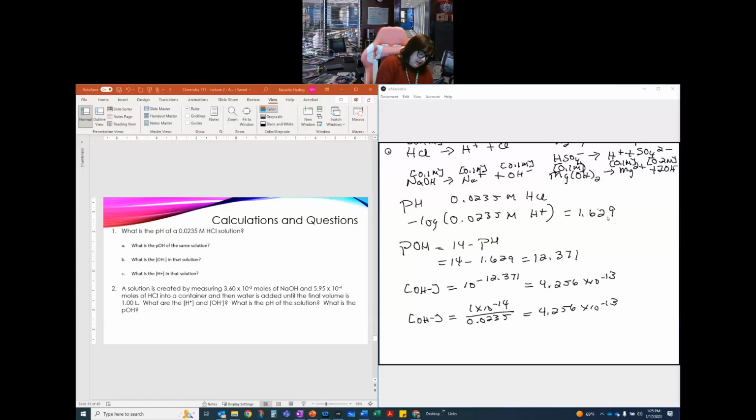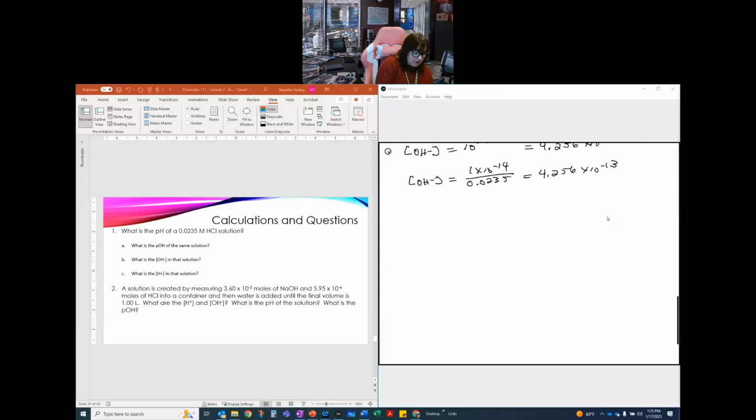All right. My second question says, a solution is created by measuring 3.60 times 10 to the minus 3 moles of NaOH and 5.95 times 10 to the minus 4 moles of HCl into a container, and then water is added until the final volume is 1.00 liter when they're added together and diluted. What are the H plus and the OH minus? What's the pH? What's the pOH? So same 4 things that I'm looking for.